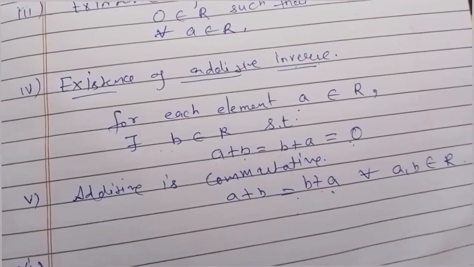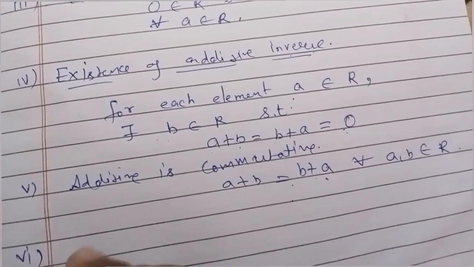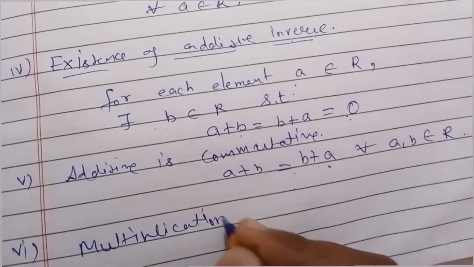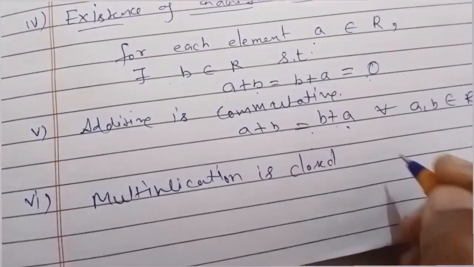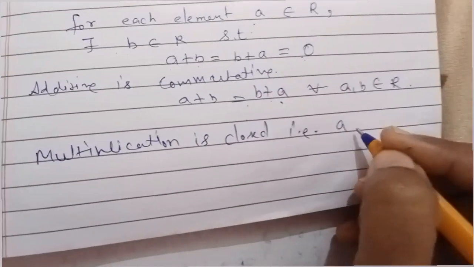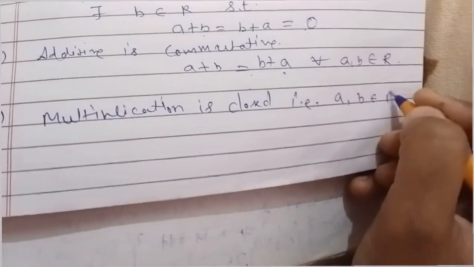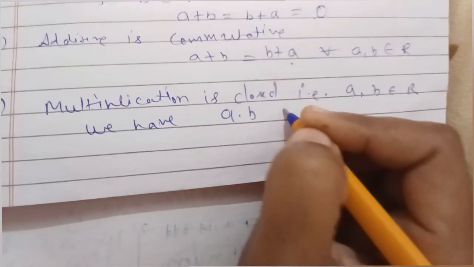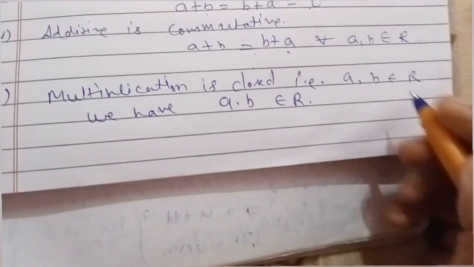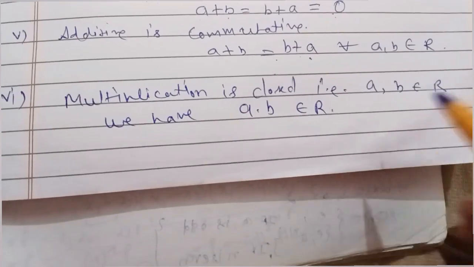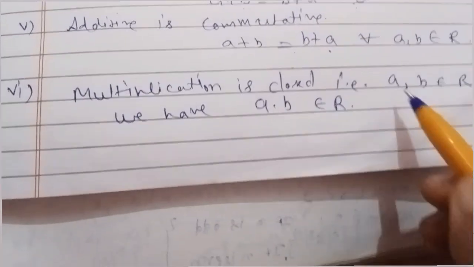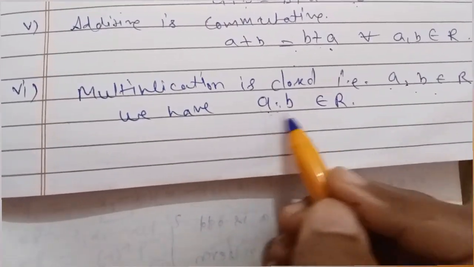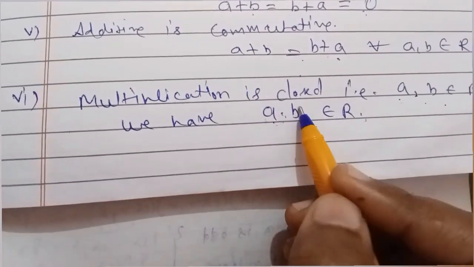And the sixth property is multiplication is closed. That is, A comma B belonging to R, we have A dot B belonging to R. That is, for any two elements A, B belonging to R, we have A dot B belonging to R. That means R is closed under multiplication.